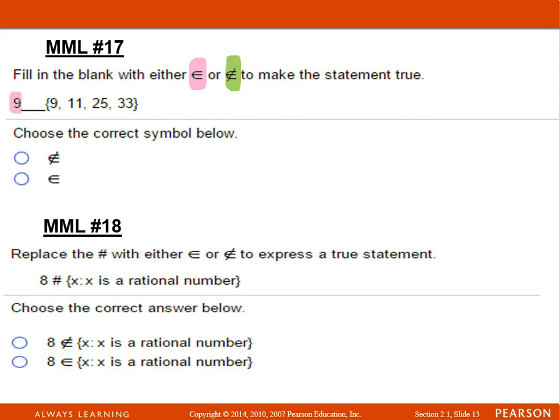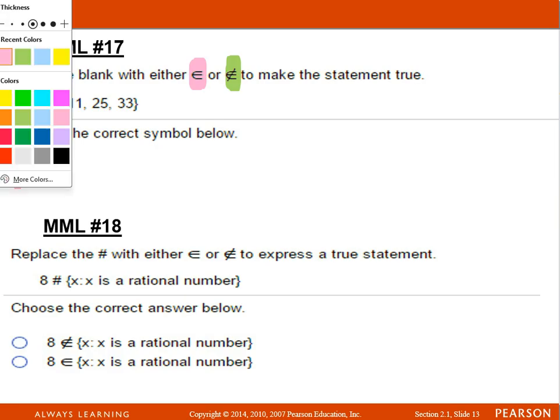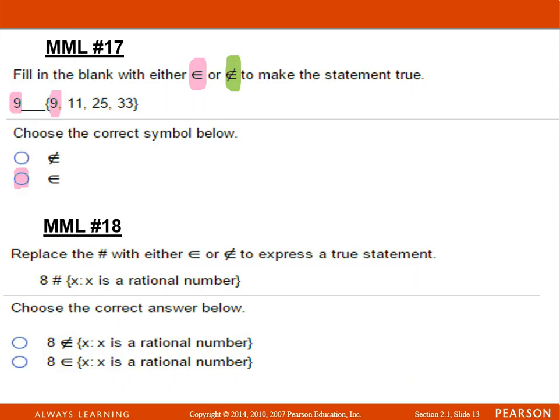I'm looking for this number. I see it right there. So yes, it is an element. It is in the set. So there you go. On 18, it says the number 8, is that an element or not an element of {x such that x is a rational number}? Okay. Rational. What the heck is a rational number?